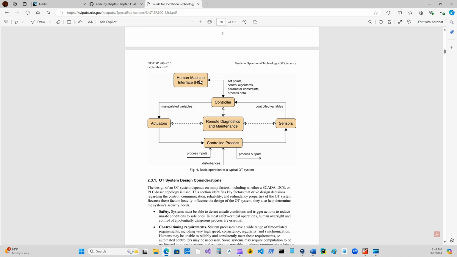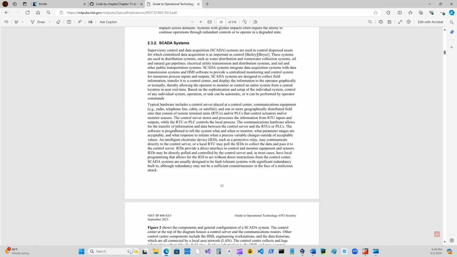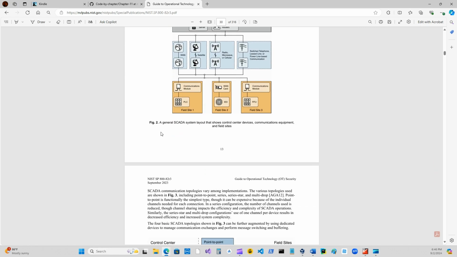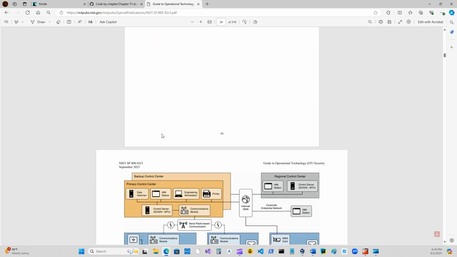Here's just a basic, human, here's your HMI, human machine interface, controller, actuators, here's your control process, sensors, remote diagnostics. Just how it works, and it just goes on and on. This is a great resource. Okay, I've been reading it like a damn novel. I mean, it is just beautiful.